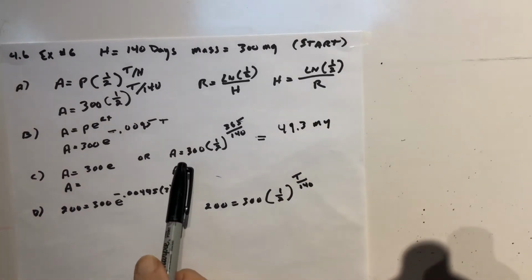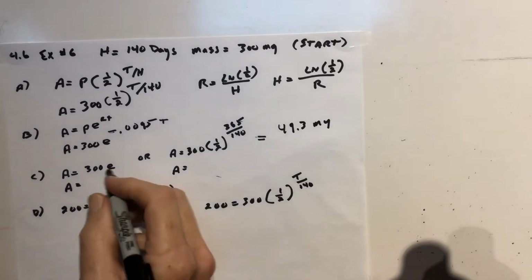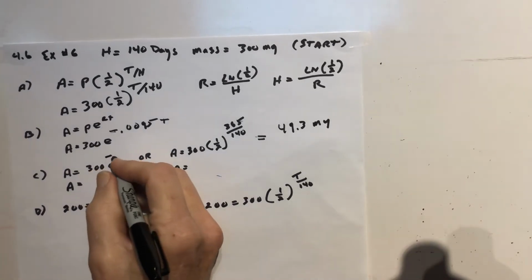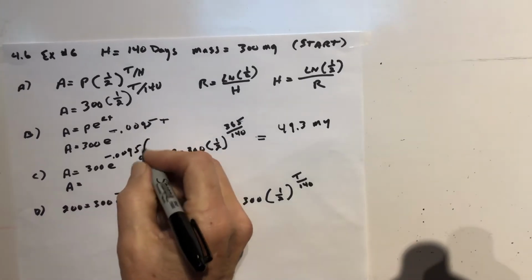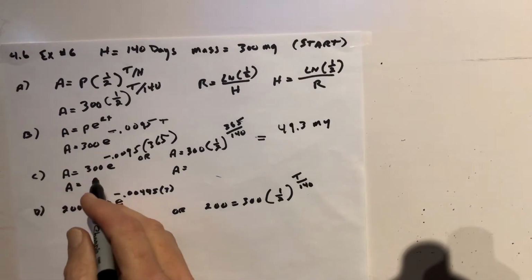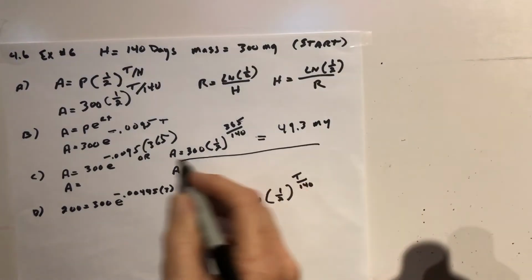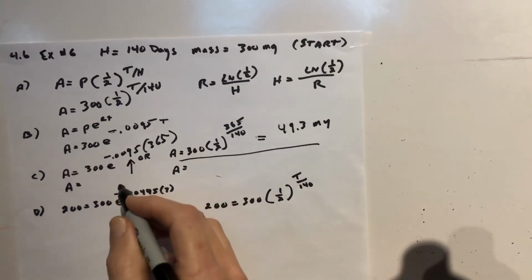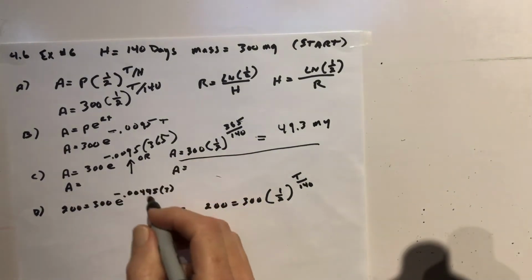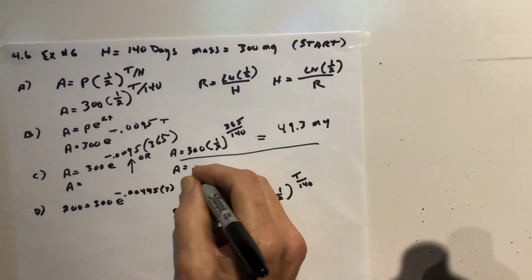Or you could do it this way. No, that was half-life. Where's PERT? We could do it in PERT. Negative 0.0095 times 365. This is part C. I've got a little squeezed in here. We got a lot to go over. All right, so this is doing it with the half-life formula, and this is doing it with the PERT. And you should get the same answer either way, 49.3 milligrams.